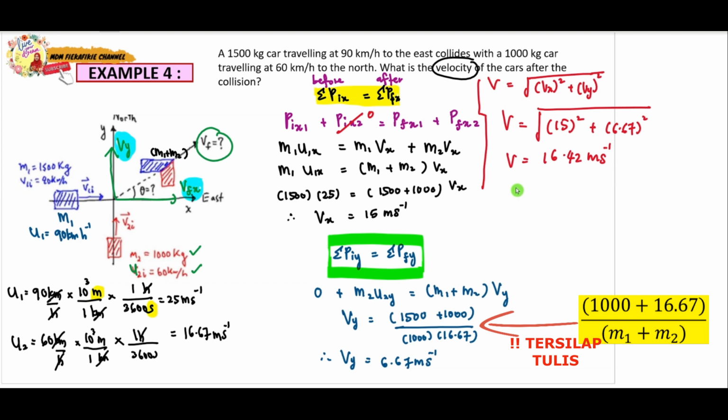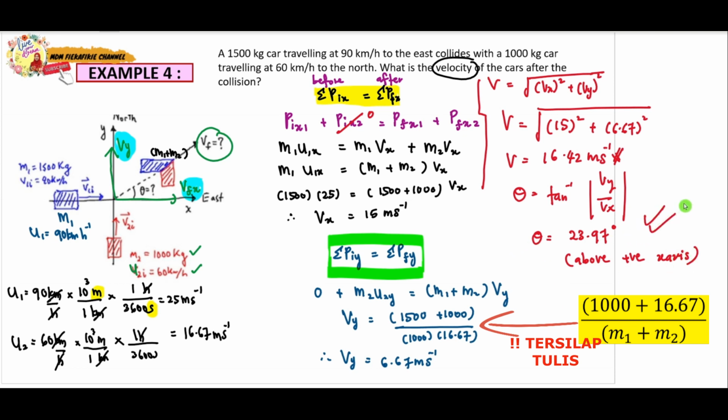And what is the direction? Cari velocity, make sure you calculate the angle. So, the direction is equal to Vy over Vx, okay, and theta is equal to 23.97 degree, and this is above positive x-axis. Okay, so kita dah jawab.